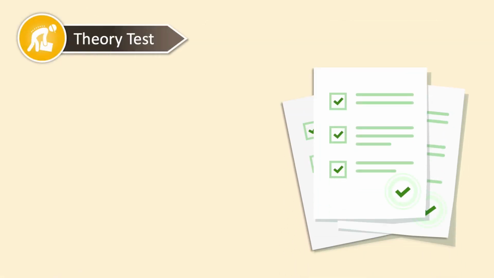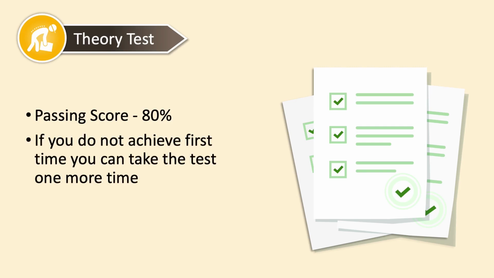End of course theory test. After you have completed all 4 of the subject modules, you will unlock the end of course theory test. This is a multiple choice test. You must score 80% or higher to pass the end test. If you do not achieve this score the first time, you can take the test one more time. If you fail this a second time, then the course will be locked and you will need to contact Human Focus to reapply to take the whole course again.